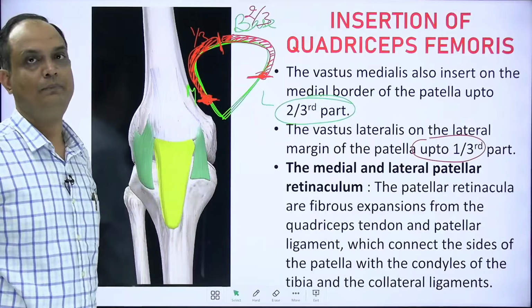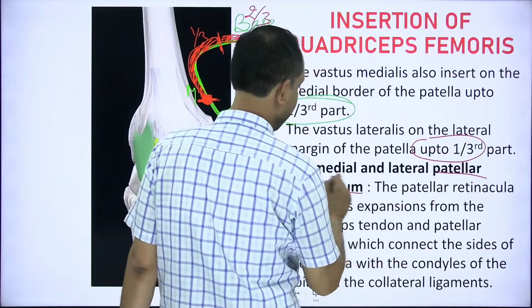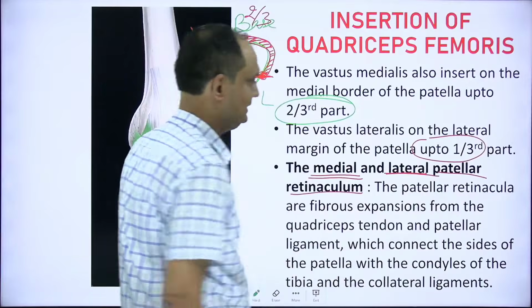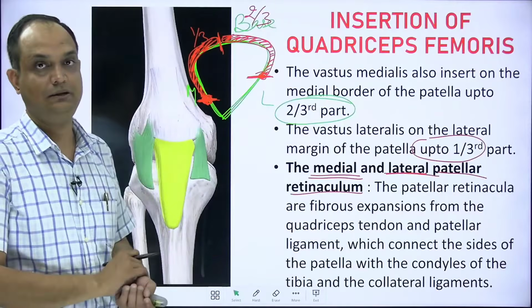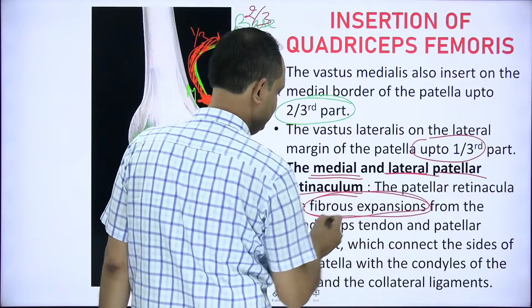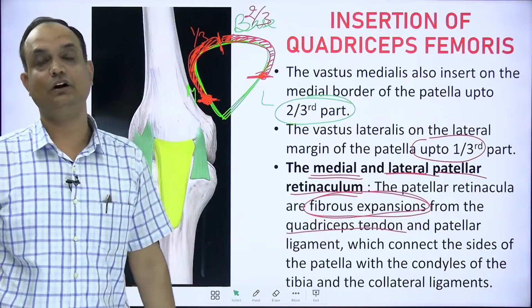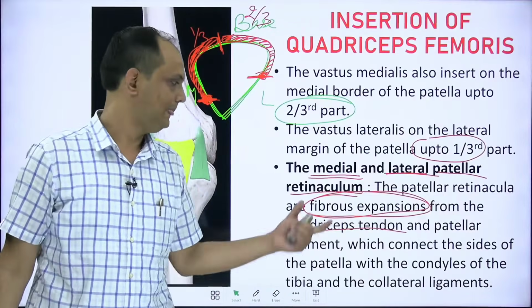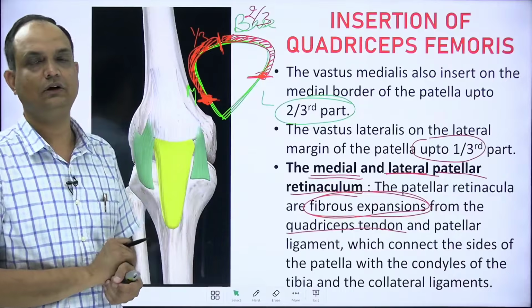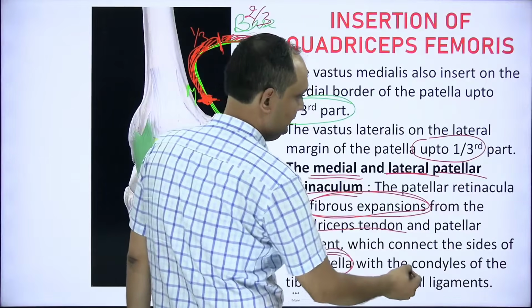There are two more important modifications. They are known as the patellar retinaculum. One is present on the medial side, another on the lateral side. These retinacula are fibrous expansions, and these expansions come from the quadriceps tendon and the patellar ligament. And what is the function of these expansions, or the retinaculum? They connect the sides of the patella with the tibial condyles.